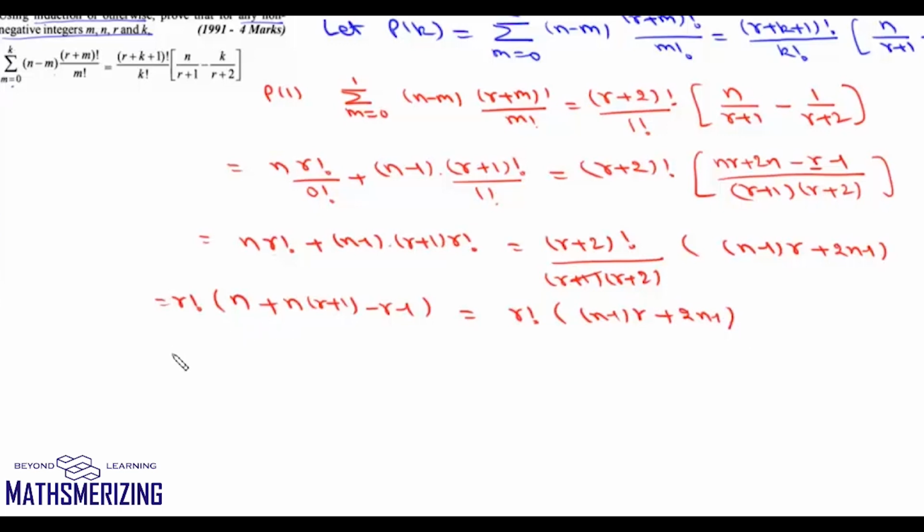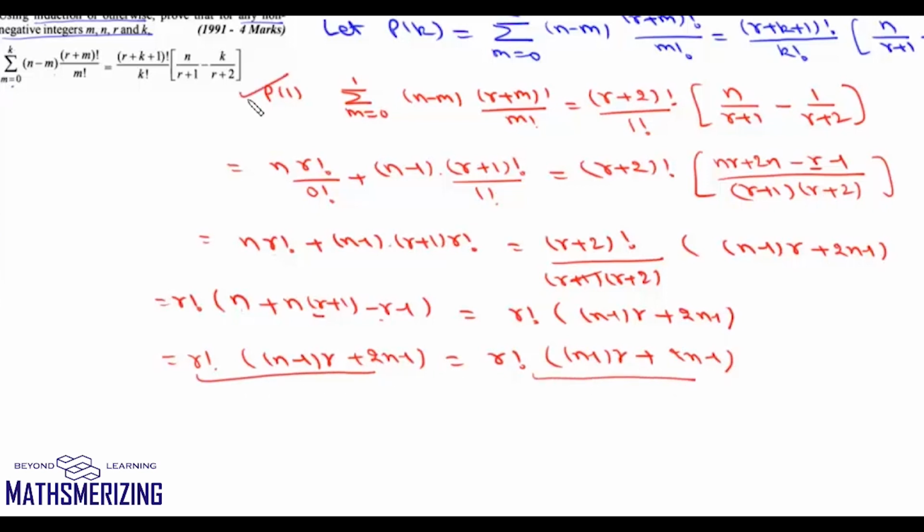So I can rearrange this right hand side. If I'll take r common, I'll write n minus 1 into r, and then we'll have 2n minus 1. And this is factorial r, and this is n minus 1 into r plus 2n minus 1. So left hand side is equal to right hand side. So that means P1 is true.